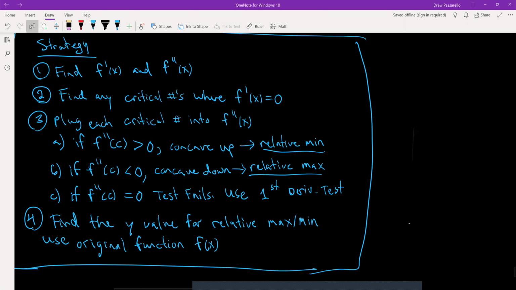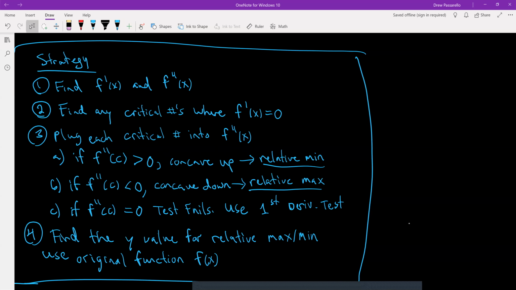So the strategy: I'm going to first find the first and second derivatives. Then I'm going to find any critical numbers, specifically where the first derivative is 0. I'm not going to focus on any critical numbers in which the first derivative doesn't exist. I'm specifically only focusing on the ones where the derivative is 0. After I get those critical numbers, I'm going to plug each of them into the second derivative.